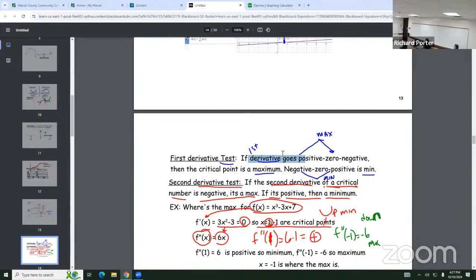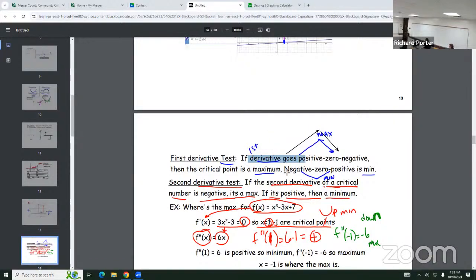The first derivative test: look here, there's a picture here. If you have the first derivative going up before the critical point, and then afterwards the first derivative goes down, so the first derivative is positive, then 0, then negative. Picture this in your head. Up, and then down. Is that a maximum or minimum? You go up the hill, and then you go down the hill. Was that the top of the hill or the bottom of the hill?